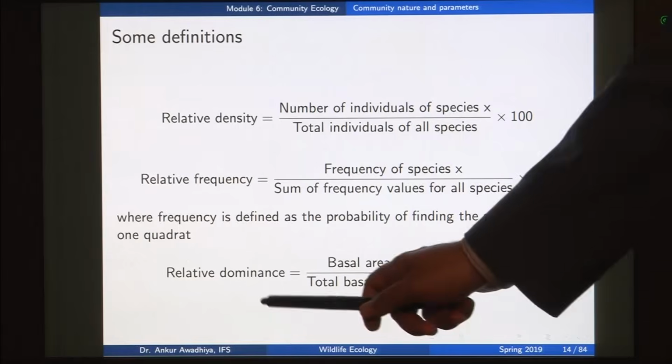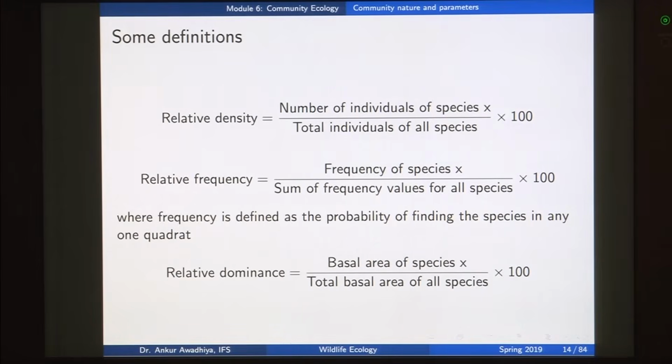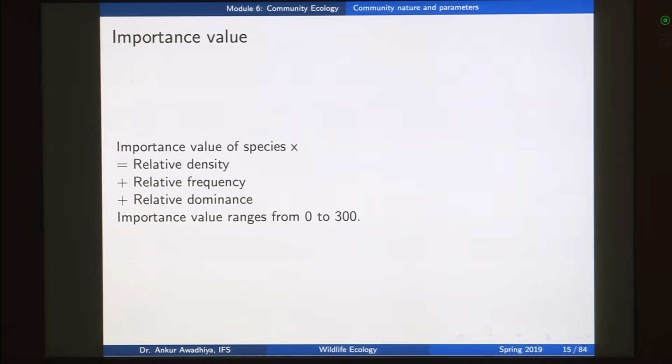Now, when we add all these 3 values, relative density of species X plus relative frequency of species X plus relative dominance of species X, we get to a value that is known as the importance value. So, importance value for any species X is its relative density plus relative frequency plus relative dominance.